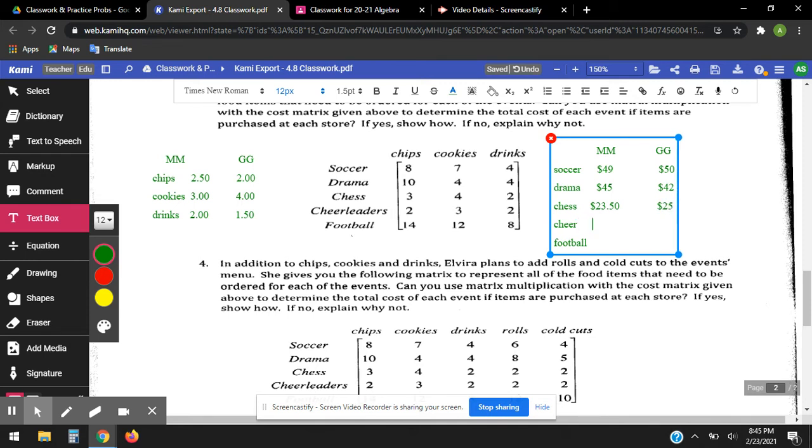Do the same thing for cheer. So the cheerleaders have 250, so that's $5. 3 times 3, that's 9. 2 times 2 is 4. If I add that all together, I end up with $18.